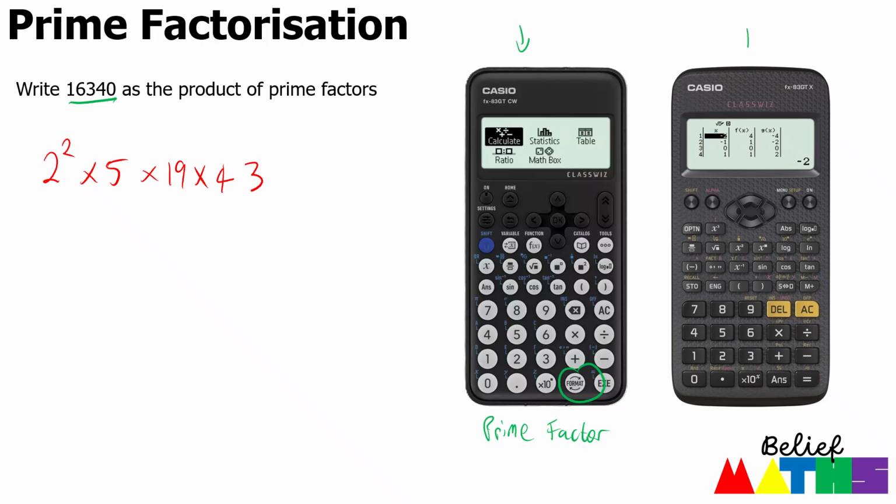On the older model, you can just press Shift, and then this button here, you can see it's got fact written above it. So this degrees and then 3 apostrophes. If you press Shift and then that button after you've put that number as your answer, it will give you your prime factorization of 2 squared times 5 times 19 times 43.